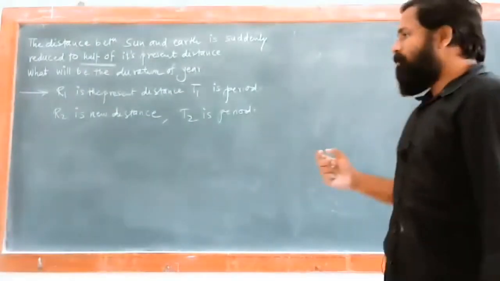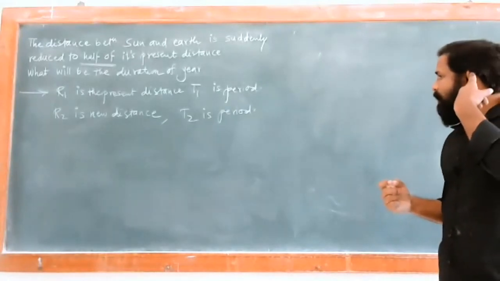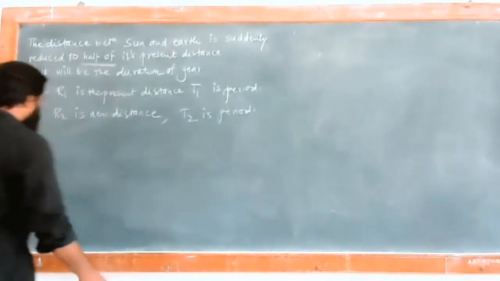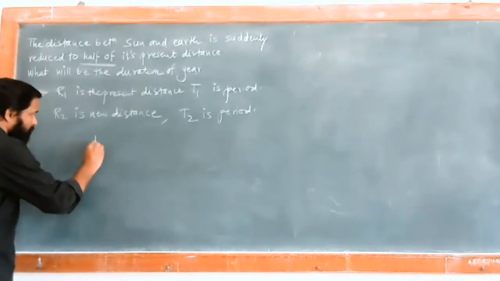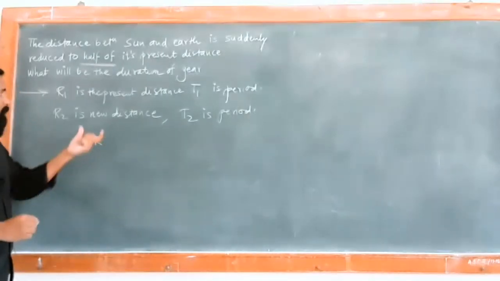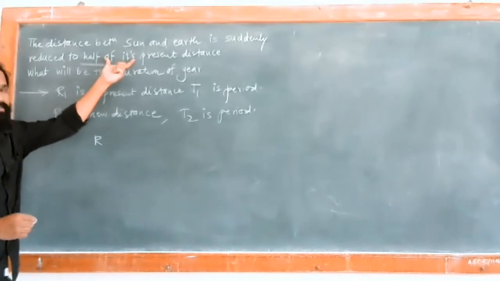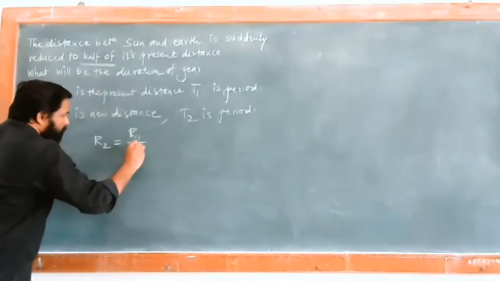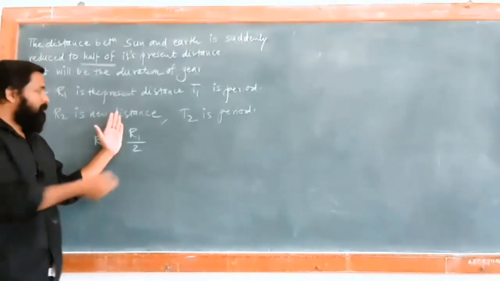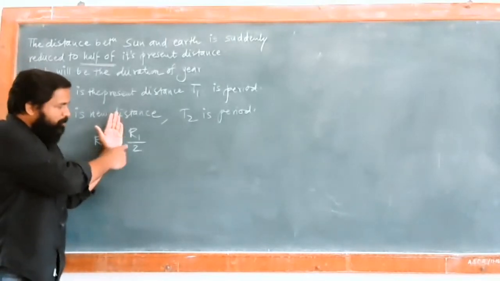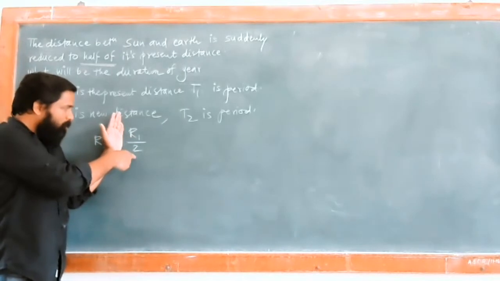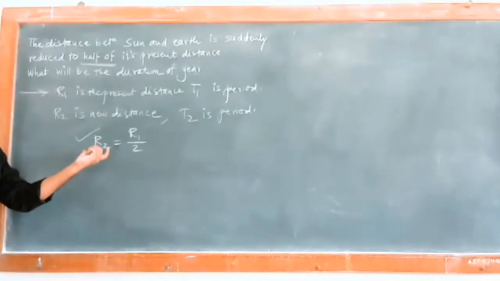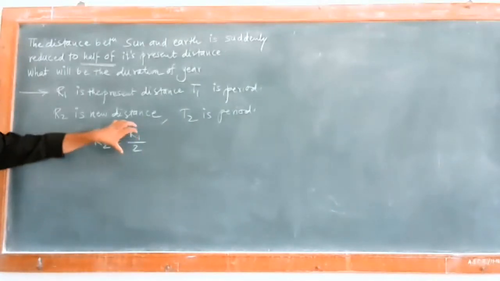So as we can have these conditions, r1 is the present distance. Now, what are the given conditions? The distance is reduced, and how much reduced? The distance is reduced to half of its present distance. The present distance is r1. So the new distance, given in terms of the value r2, is r2 equal to r1 upon 2. So that is the new condition.